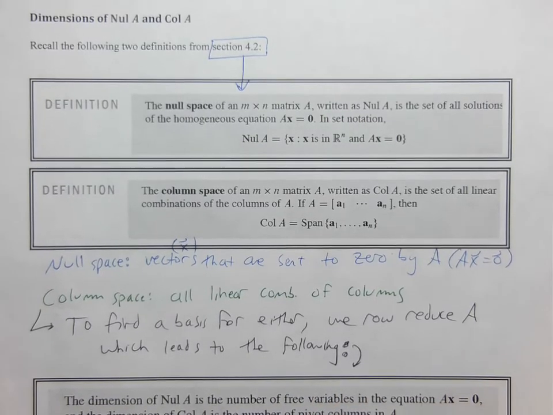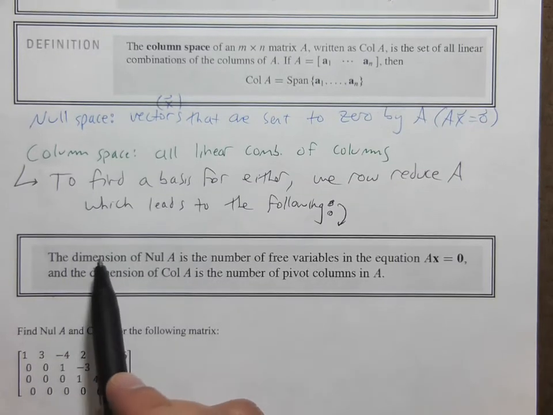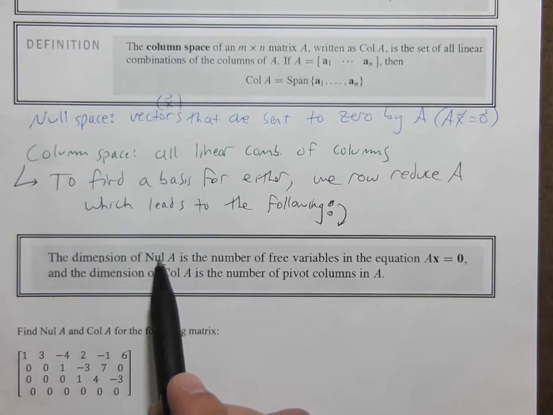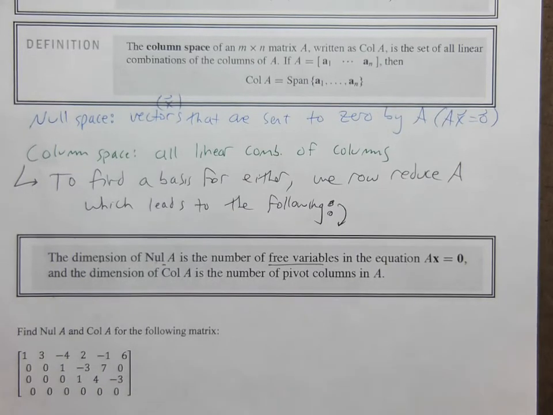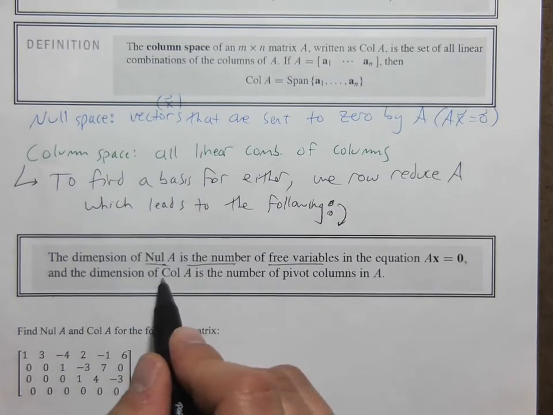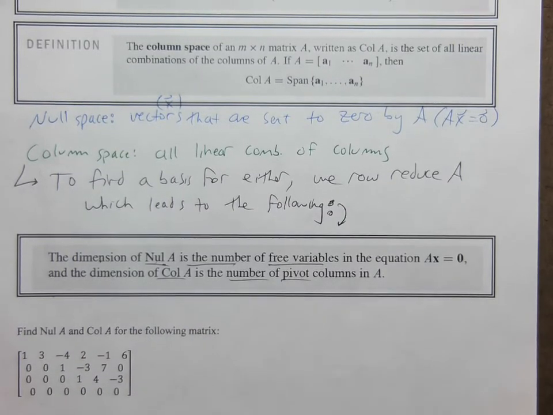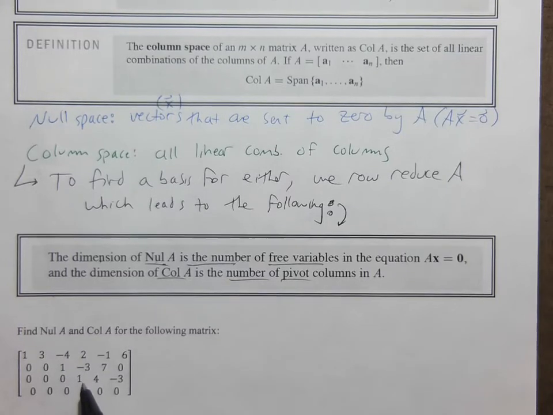So this following definition follows directly from this concept. It turns out that the dimension of the null space, so the number of basis elements in the null space, is the number of free variables, right? And it turns out that the dimension of the column space is the number of pivots. And so it's very easy to figure out, and when you add both of those things together, you get the total number of columns, right? And so if you have a matrix, you just row reduce it, and you look for the pivots and the free variables, and those tell you the dimension of the null space and the column space.